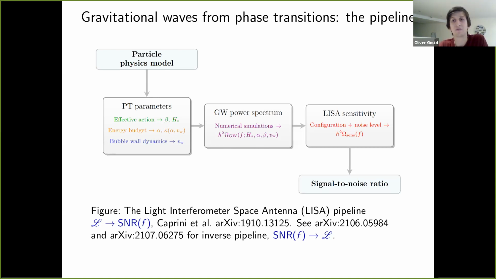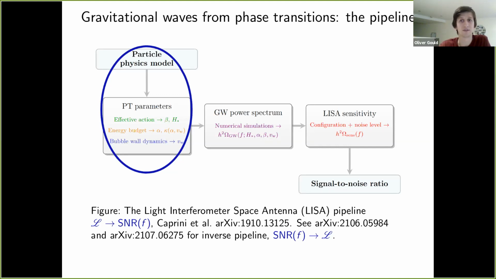In principle, there's an inverse pipeline starting from an observation and trying to work out what you could constrain about particle physics or early universe cosmology. I'm going to focus on this first step, the QFT step of calculating these phase transition parameters from an underlying model.